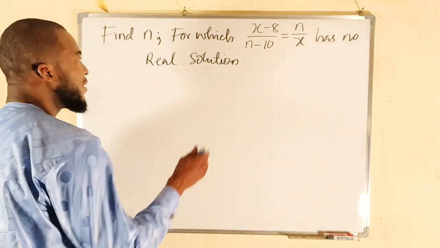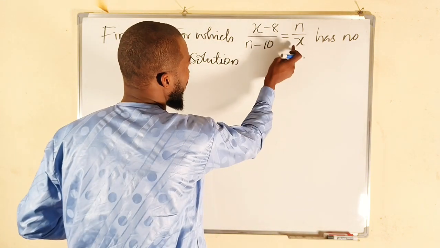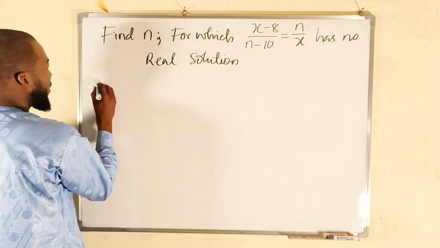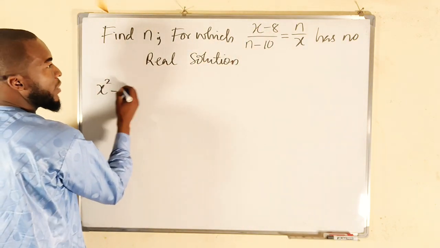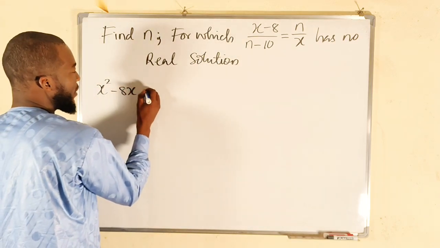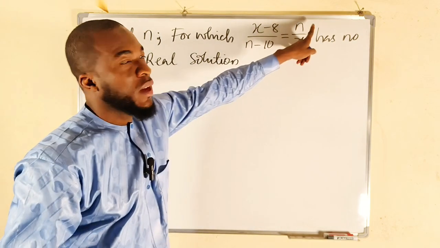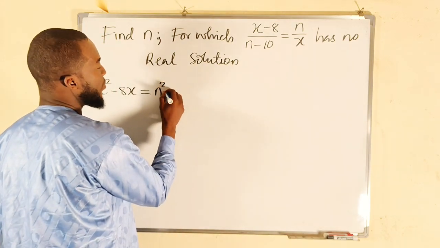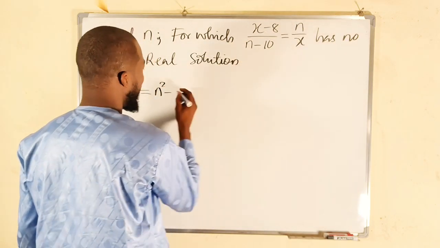All right, to get started, let us cross multiply. We take this, we multiply by the top. x times x will give us x squared, minus x times 8 is 8x, equal to, we take n, we multiply by n, that will give us n squared, minus n times 10 is 10n.